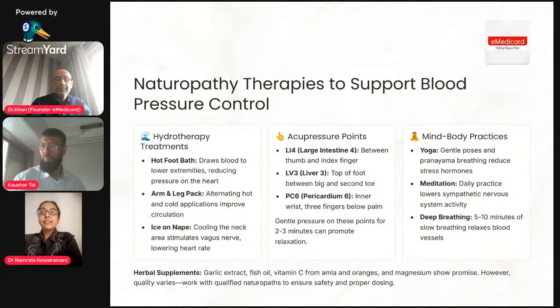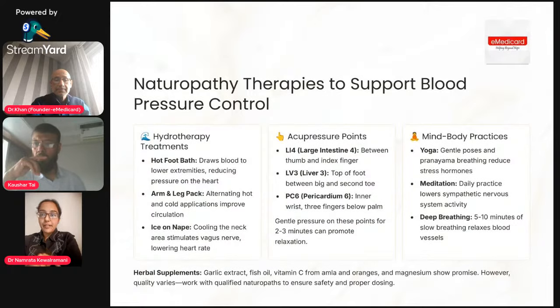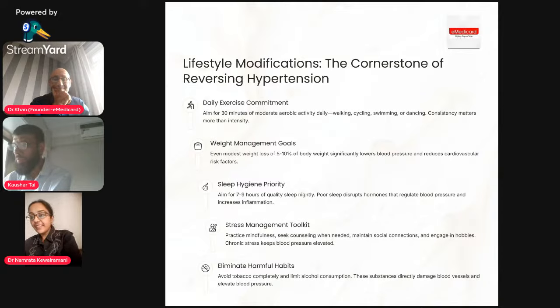And then for some emergencies, here we have a few acupressure points to lower your blood pressure. Okay, LI4, LV3, PC6. We also give you expert guidance on acupressure, acupuncture, cupping, and many alternative therapies. Then of course, when stress is a major factor contributing to hypertension, a few mind-body practices should also be considered, like yoga, meditation, and deep breathing.